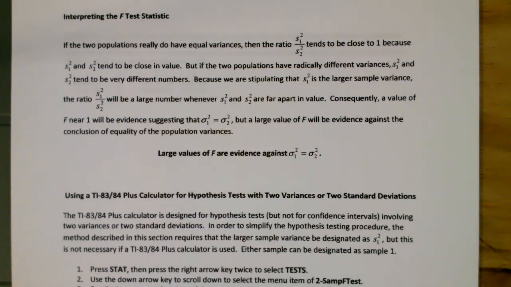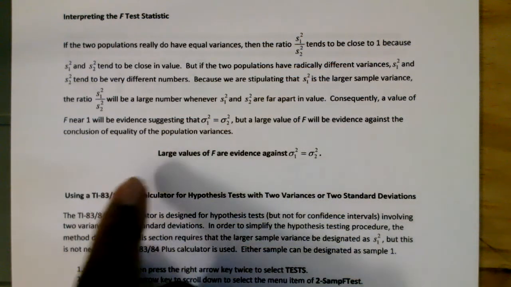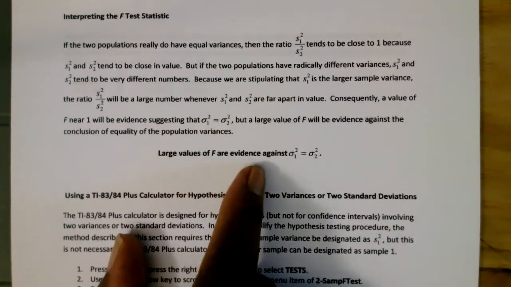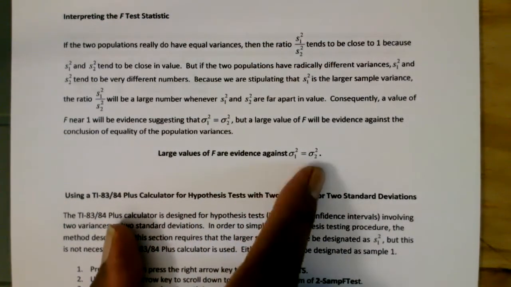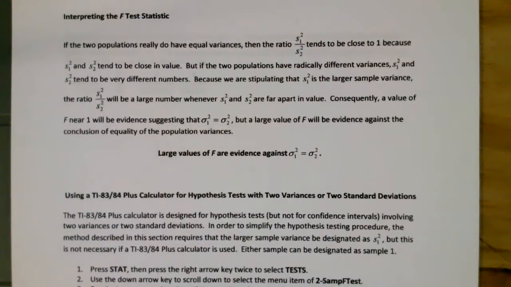Consequently, a value of F near 1 will be evidence suggesting that sigma 1 squared equals sigma 2 squared, but a larger value of F will be evidence against the conclusion of equality of the population variances. So here, large values of F are evidence against equal variances.